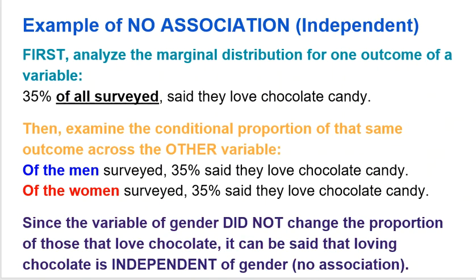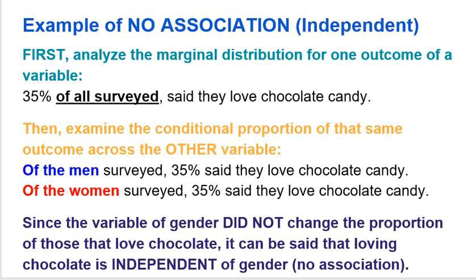All right. Now, with that said, what would it mean if there was no association? Independence. Well, same process. Start off by first analyzing the marginal distribution. Of all people, 35% like chocolate. Don't even mention gender, it's marginal, just focus on chocolate. 35% like chocolate. But imagine if this happened. Of the men, conditional, 35% like chocolate. Oh, okay. Of the women, 35% like chocolate. Huh. So it appears it doesn't matter if you're a guy or a girl. 35% like chocolate. It did not change.